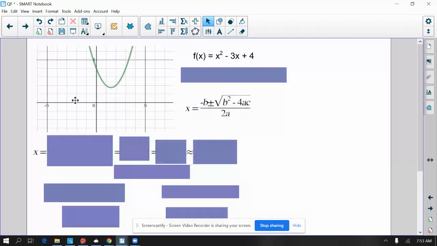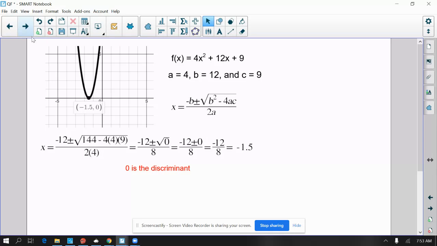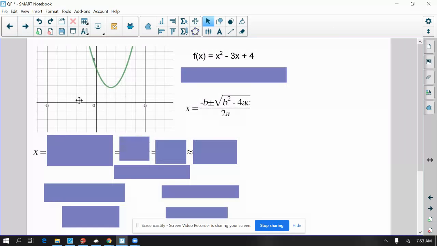Now, in this third example, how many zeros do I have? Well, I have no x-intercepts. This parabola is not hitting the x-axis at all. So that makes me very curious of what the discriminant will be, because I know if the parabola hits it twice, for this example at least it was 21, if the parabola hits it only once, the discriminant was 0. Now it's not hitting it at all.